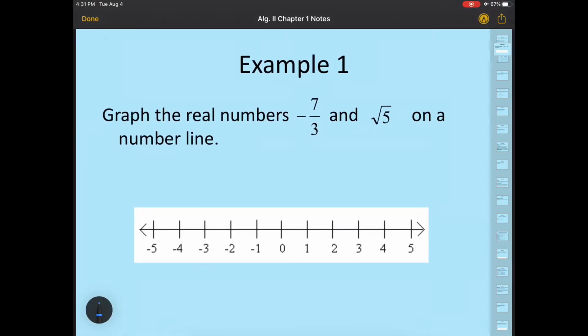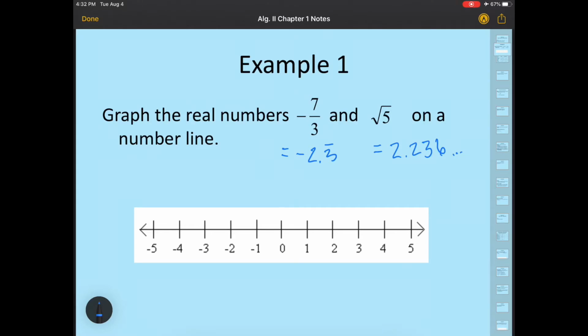So for example 1, we're going to graph these real numbers on the number line. So first we have negative 7 over 3. Well, if we were to turn that into a decimal, negative 7 over 3 is really just negative 2.3 repeating. And if we turn the square root of 5 into a decimal, the square root of 5 is really just 2.236, and it goes on and on forever.